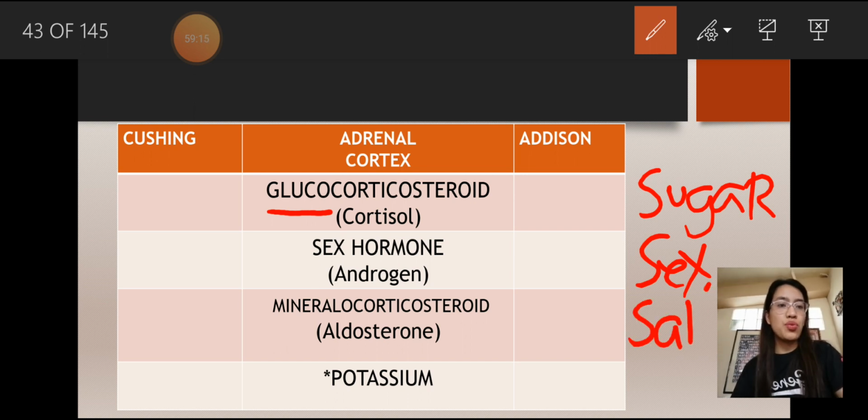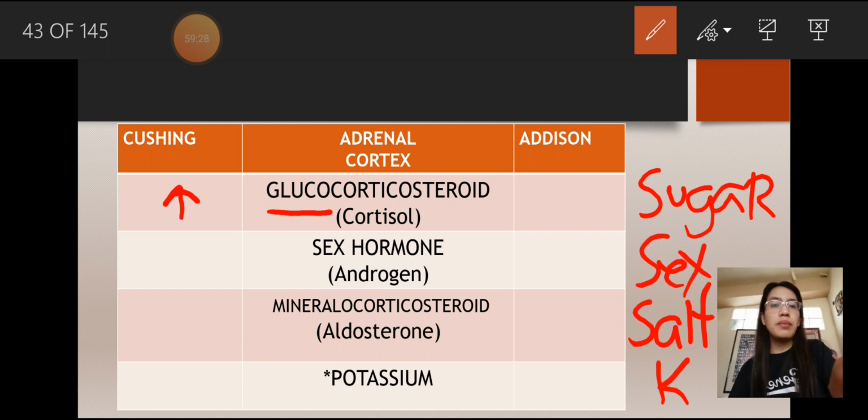So when you talk about Cushing and Addison, you have to remember the three S's: your sugar, sex, and salt. And you also need to remember sa dulo, we have your potassium. Sa Cushing, mataas ang kanilang sugar, mataas ang androgen, kaya may mga hirsutism, may mga abnormal growth of hair, yung mga pasyenteng merong Cushing. Right? At dahil mataas ang aldosterone, mataas din ang salt. Kung mataas ang salt, mababa ang potassium.